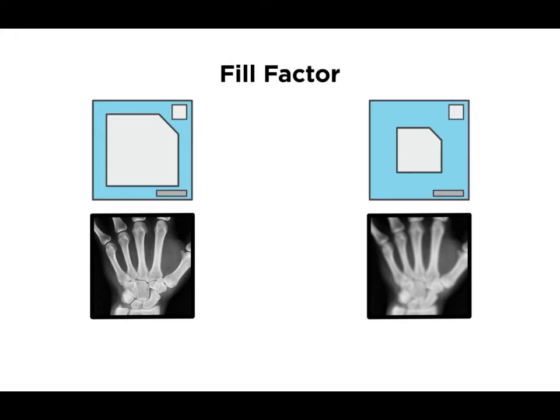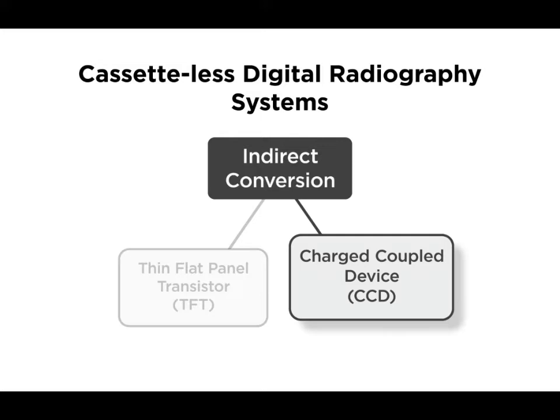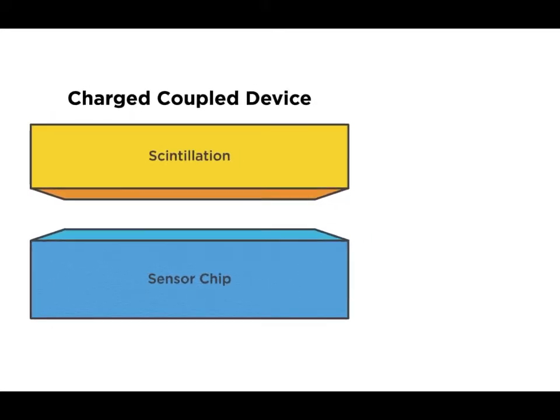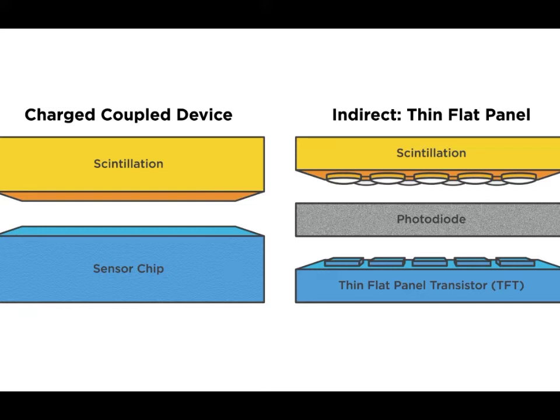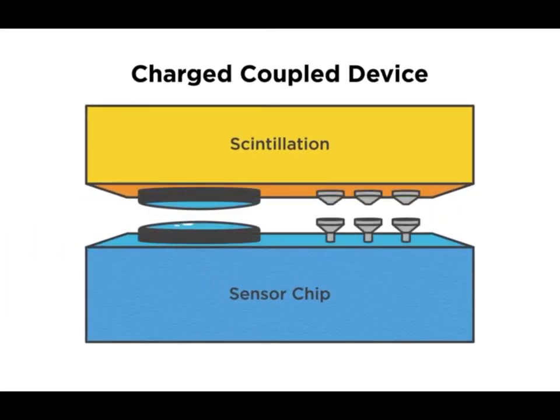spatial resolution increases. The charge coupling device, or CCD system, is the other form of cassetteless digital radiography. CCD systems differ from the TFT systems in that with the CCD system, there is no photocathode or TFT layer. The scintillation layer within CCD systems are optically coupled to each CCD sensor chip by either lenses or fiber optics.